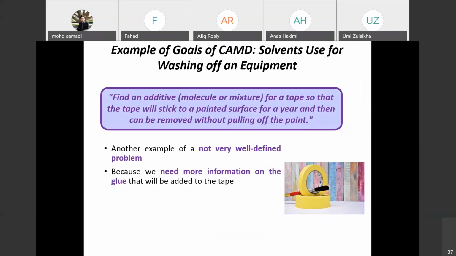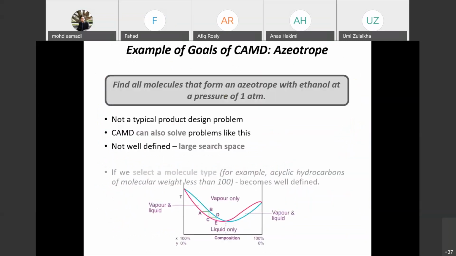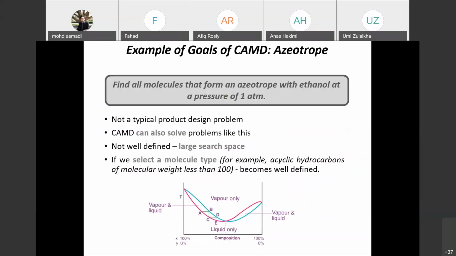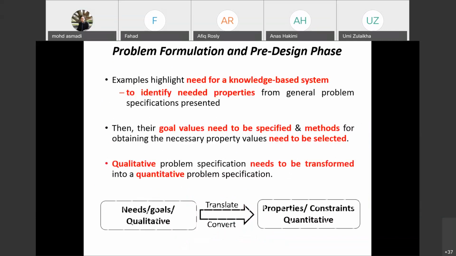Activity two. Okay. This one need and goals, and then the quantitative constraint. Okay, need and goals, quantitative is okay. This is the summary. You need needs and goals as a qualitative, and you have to translate or convert to quantitative.